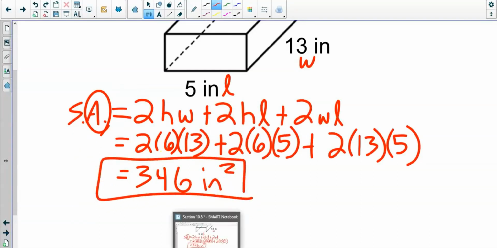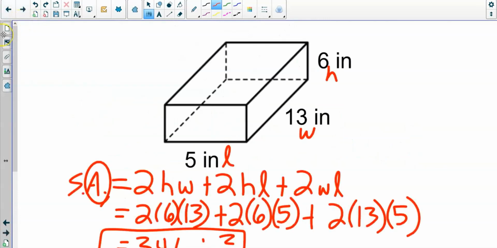There you go. That's what your last couple problems will be. Find me the surface area of either a cube or a prism. And that, pretty sure, let me double check. Yep, that is all of 10.5.